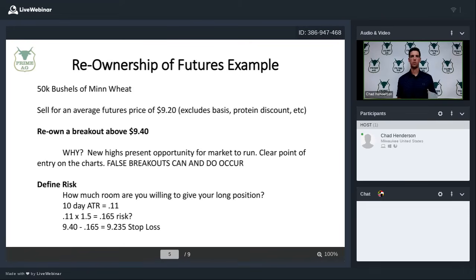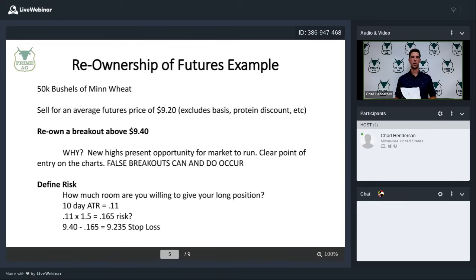A lot of times we'll use a multiple of the ATR. In this example, we'll use 1.5 times the ATR. It gives you about 16.5 cents worth of risk. So on our 9.40, minus 16.5 cents of risk gives you a stop loss at 9.23.5. For us, that's good enough.